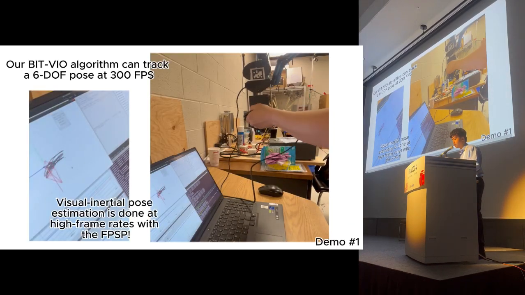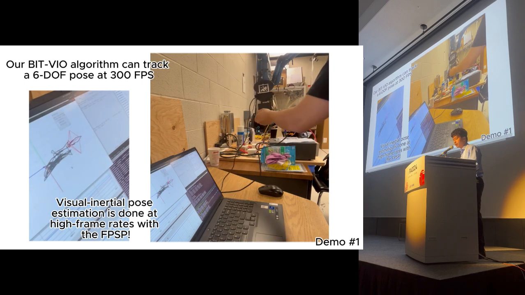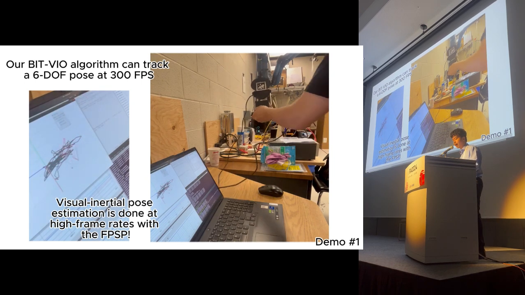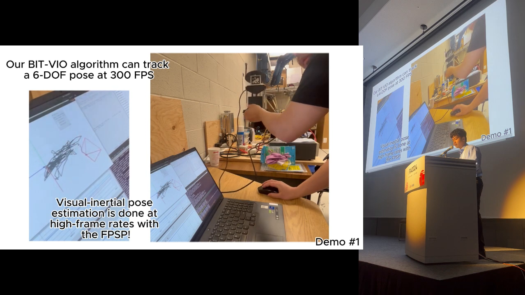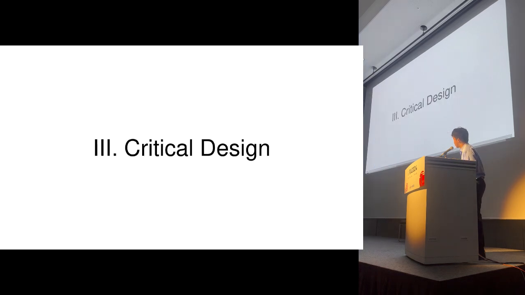motion capture system. You can see that our BIT-VIO algorithm can track very robustly a 6 degree of freedom pose at very high frame rates, and that's the advantage of the FPSP, right? We alleviate processing on the vision chip using the SIMD architecture, and we can track a new pose very robustly. This is the roll, pitch, and yaw that's tracked very well using fast motions. This is a very small demo, but we have more complex demos as well.